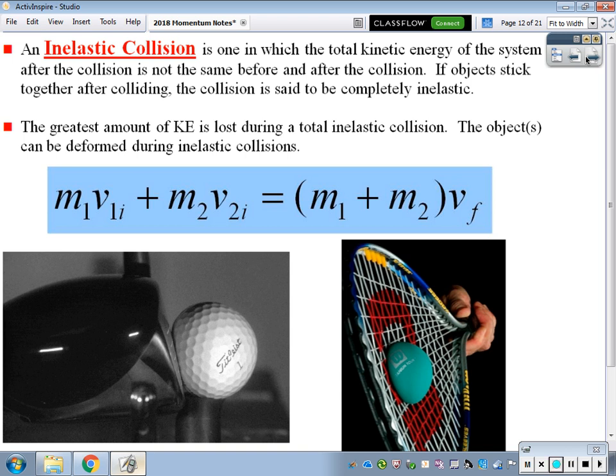Okay? You see two images at the bottom of this slide. And the one on the left is a golf ball being hit by a driver right at the moment of impact. What do you notice about the left-hand side of that golf ball? Okay. Certainly flattened as a result of the impact force imparted during the duration that it's in contact with the driver itself.